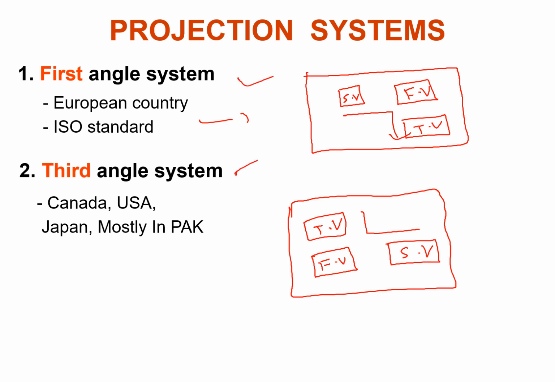Basically we use our coordinates, x dash, y dash. We imagine these coordinates being planes, and then we project our objects, our views, onto these planes, and get these two projection systems, that is the first angle projection system and the third angle projection system. So let's go through that.